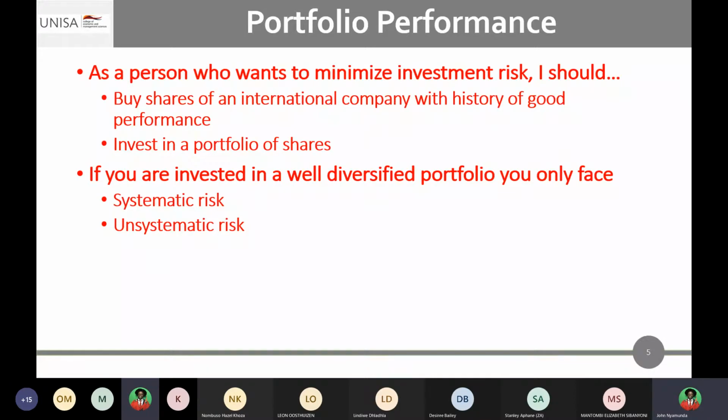Okay, so as a person who wants to minimize investment risk, I should, option 1, buy shares of an international company with a history of good performance. Option number 2, invest in a portfolio of shares. Answer that, make your choice there.